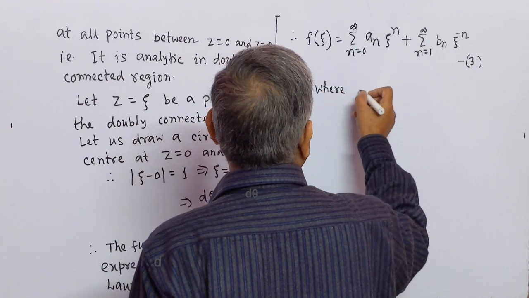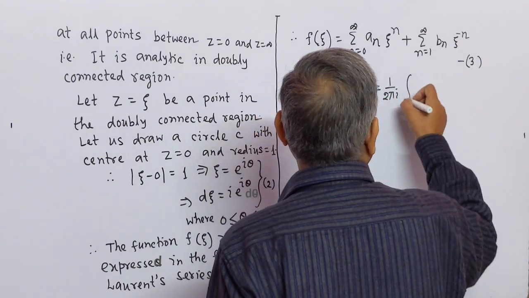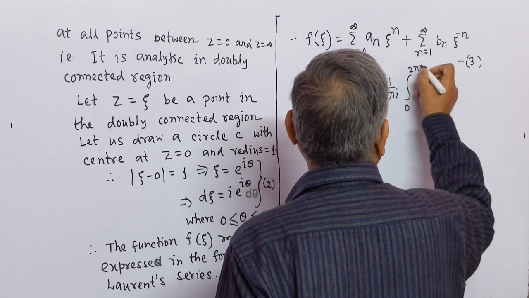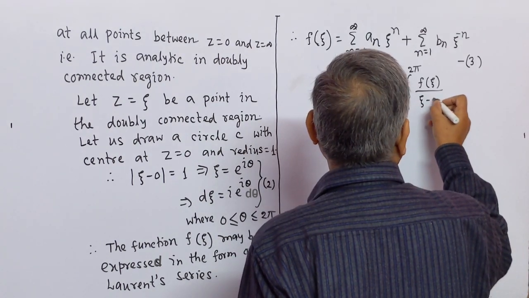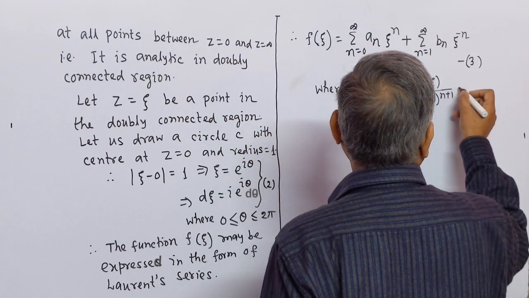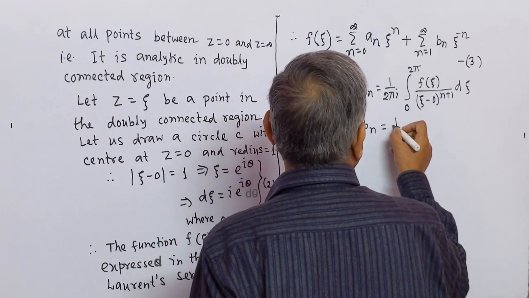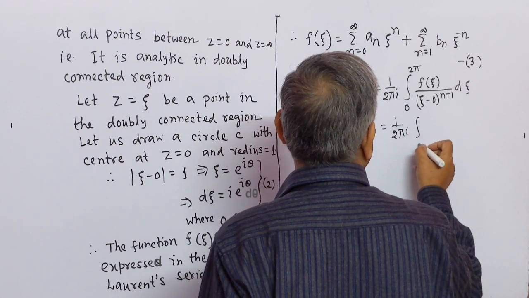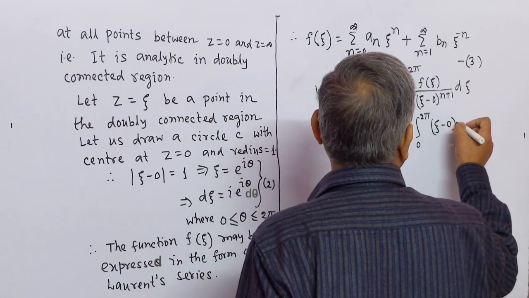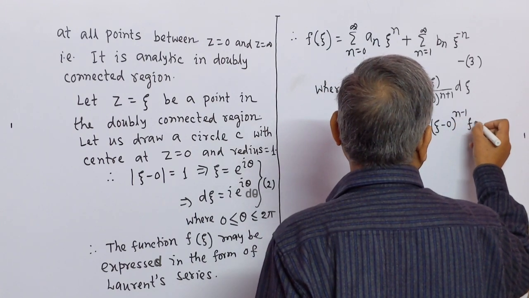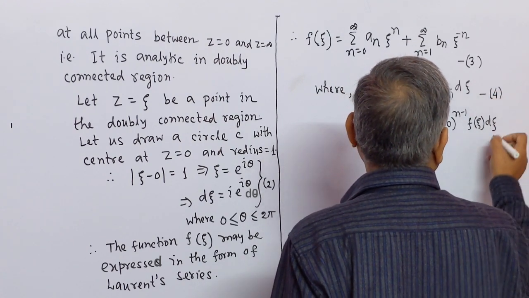where an equal to 1 by 2πi integration limit 0 to 2π f(ξ) by (ξ minus 0) to the power n plus 1 dξ, and bn equal to 1 by 2πi integration limit 0 to 2π (ξ minus 0) to the power n minus 1 f(ξ) dξ. This is number 4. This is number 5.